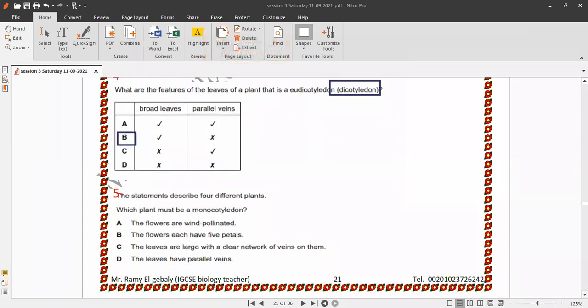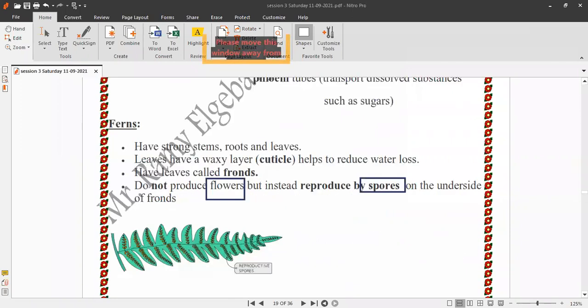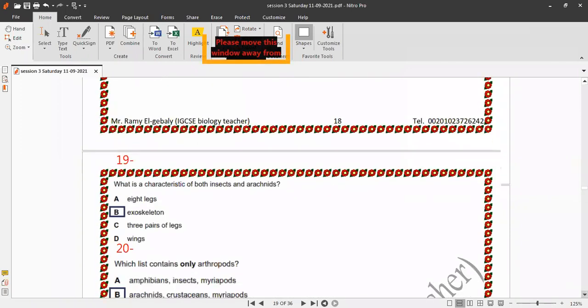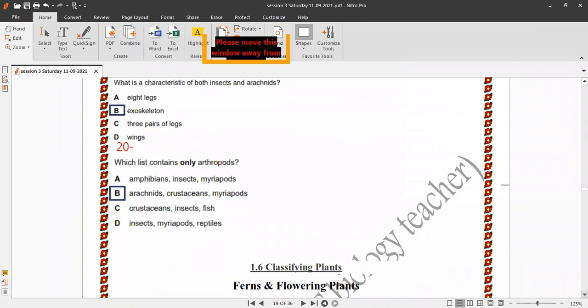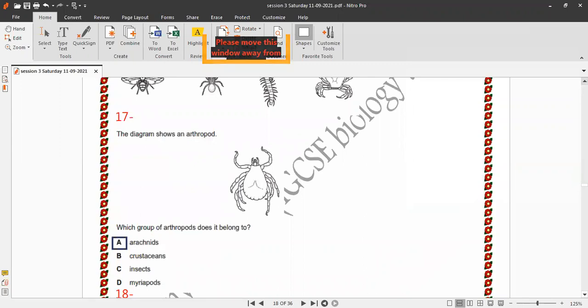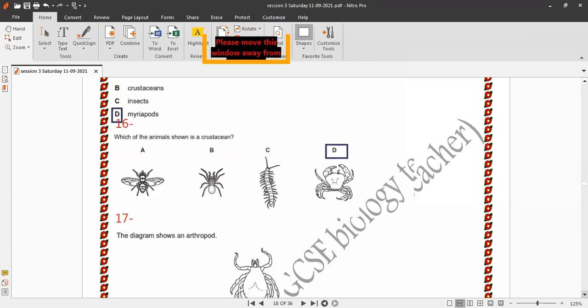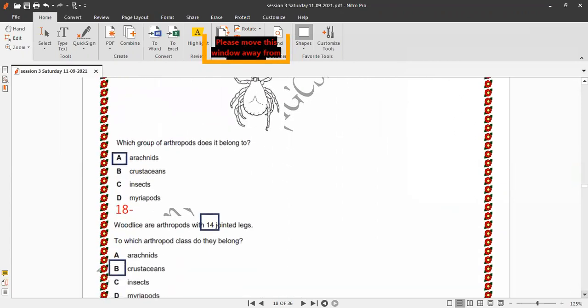Sir, I have a question. Yeah, ask. Sir, question 20 in the last. This one. What's the problem? No, not this. The question with the picture of the animals. Yeah, question 16. Sir, crustacean here, crab. No, sir. Okay. Sir, I will find the question and then ask, unmute me after 5 minutes. Okay, no problem.